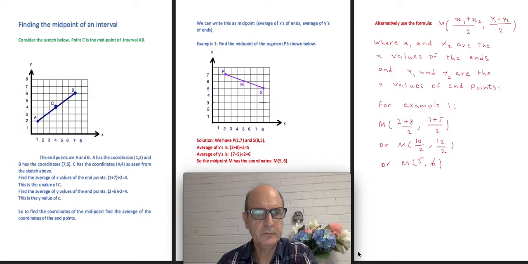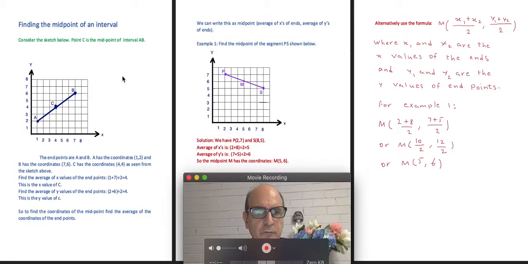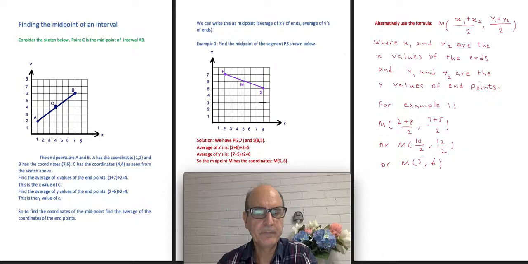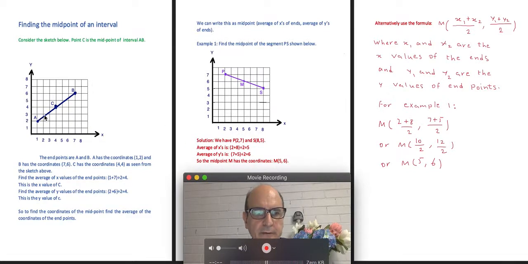We'll be discussing how to find the midpoint of an interval given its two ends. So again, if you look here, we have the interval AB, and C is the midpoint of AB. So it is exactly halfway between A and B. In other words, the lengths of AC and BC are equal. So C splits AB into two equal parts.